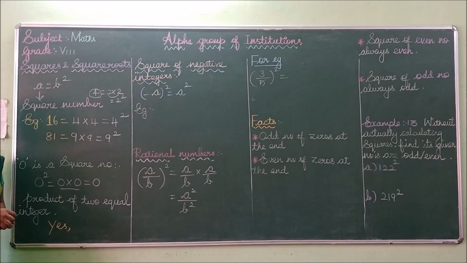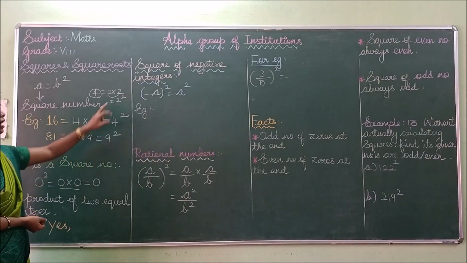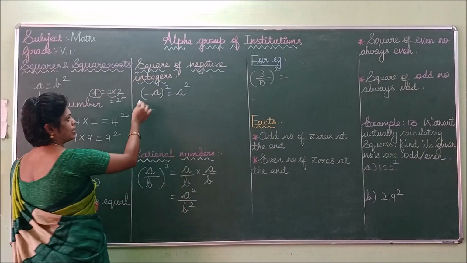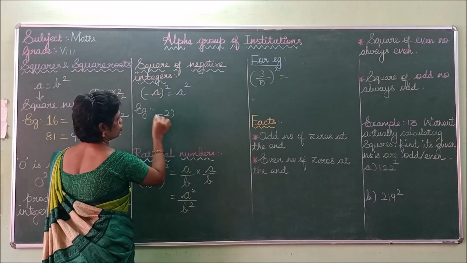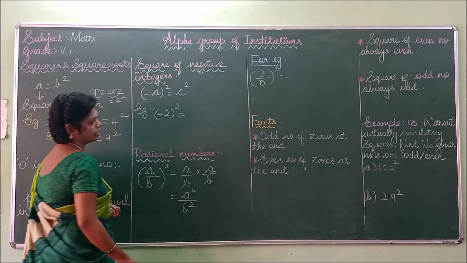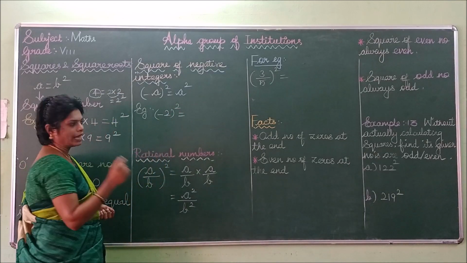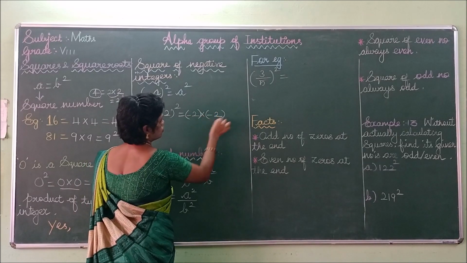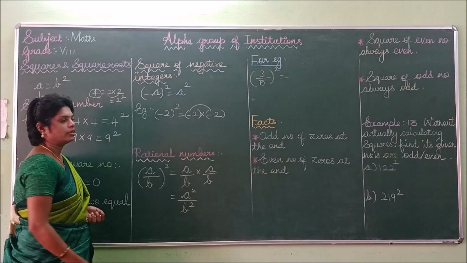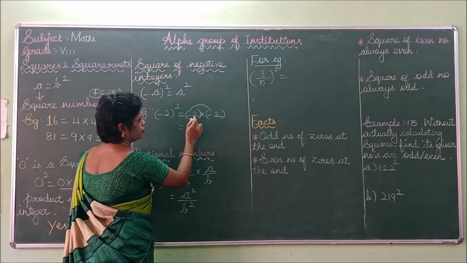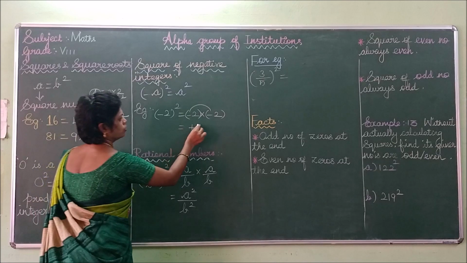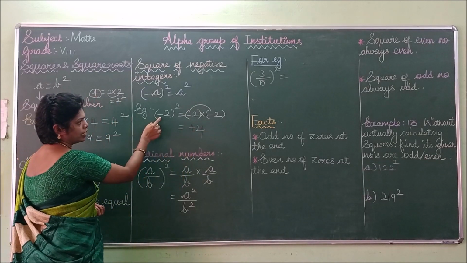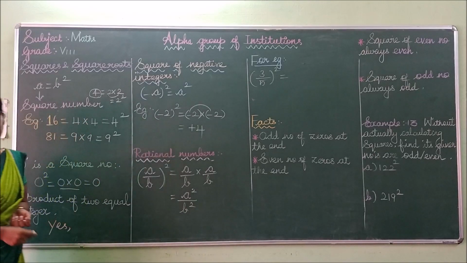Next, listen to the next topic: square of a negative integer. Here we have taken the positive value 2. Now we are going to take the example of minus 2 the whole square. What is minus 2 the square? You can represent this as minus 2 into minus 2. Minus into minus is what? Yes, plus. 2 twos are 4. So here 4 can be represented as 2 square, and 4 can also be represented as minus 2 square.